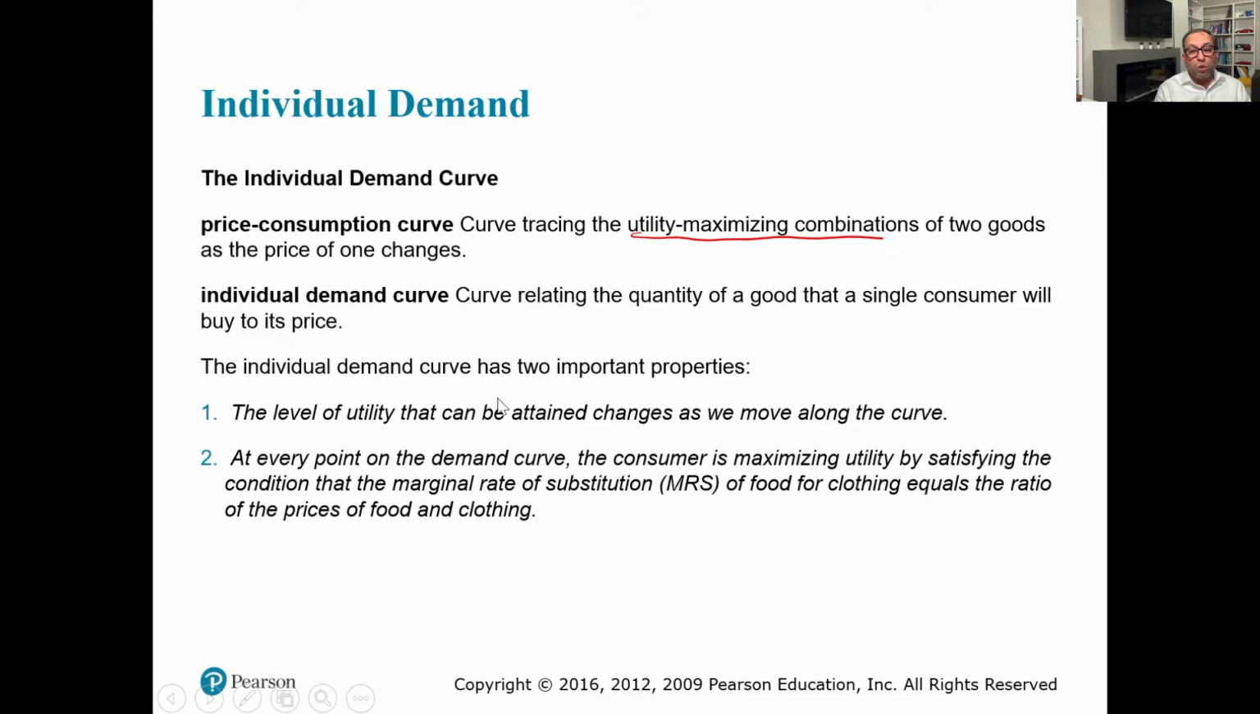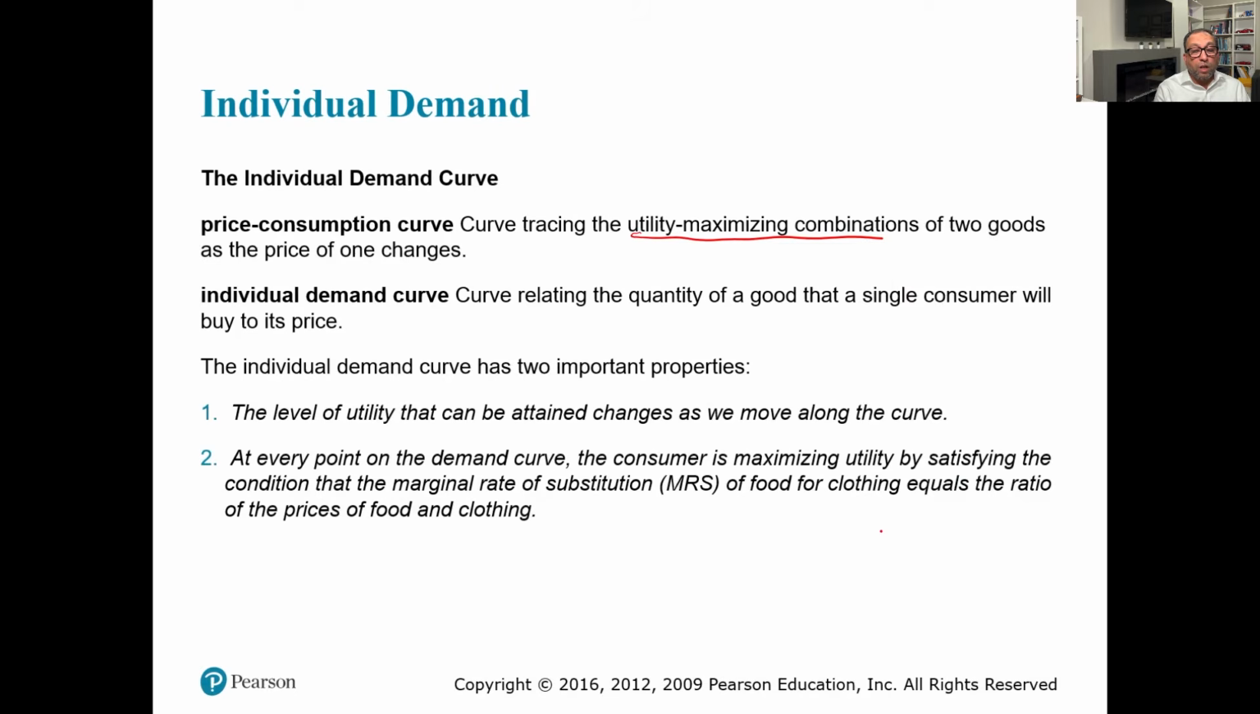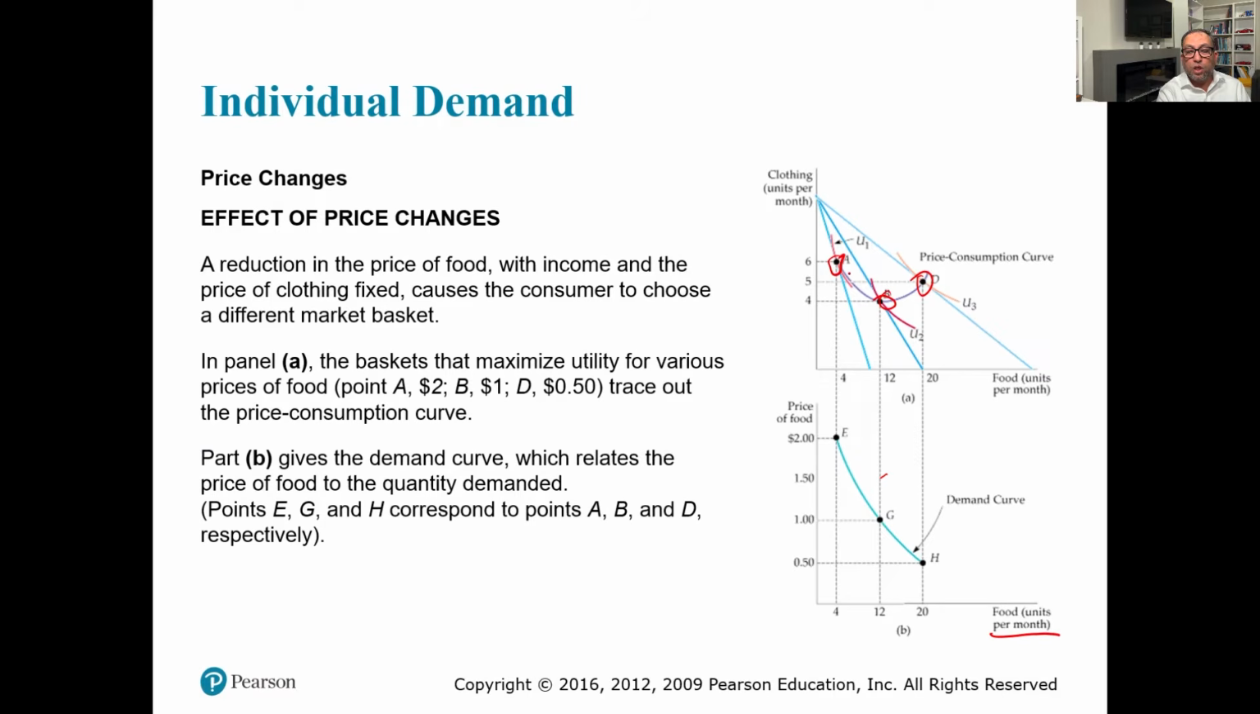Now, two things we observed from this demand curve, which we derived here with the help of the utility maximization behavior of the consumer. The level of utility that can be attained changes as we move along the curve. So the level of utility is changing. You can see here these indifference curves are at different levels. It means that the utility is changing.